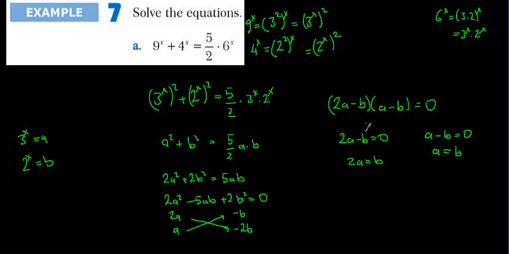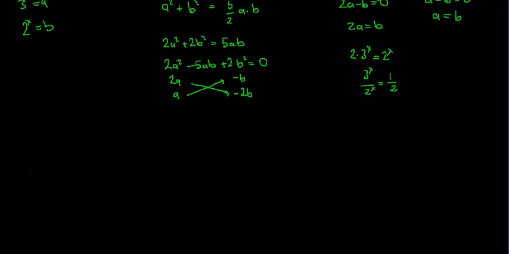If 2a minus b is equal to 0, it means that 2 times 3 to the power of x is equal to 2 to the power of x, and it can be written like this: 3 to the power of x over 2 to the power of x is equal to 1 over 2. Writing the powers, 3 over 2 to the power of x is going to be equal to 1 over 2. Then this goes down as a logarithmic base: logarithm base 3 over 2 of 1 over 2.